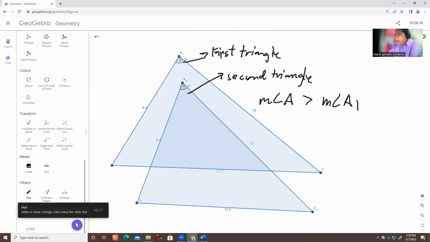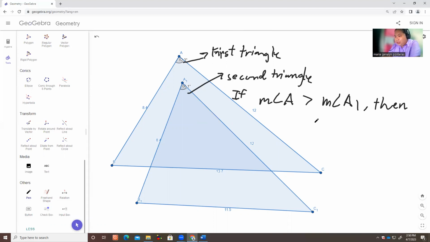It implies if, yeah, then side BC is greater than side B sub 1 C sub 1. So, ito yung BC natin. This is BC. And this is B sub 1, C sub 1. This one. Ayan. Okay, so yan yung effect pagka binabaan natin. Pag mas mababa siya.